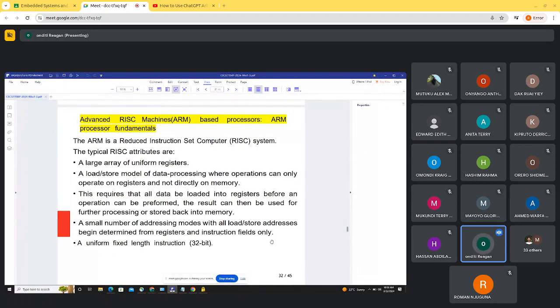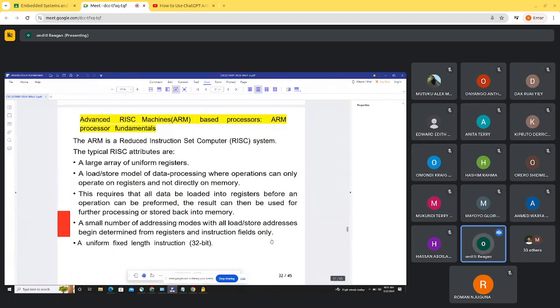This requires that all data be loaded into a register before an operation can be performed. So basically, there are input-output registers and buffer registers. The function of the buffer registers and input-output registers is basically to hold the instructions that are supposed to be executed by the microprocessor.